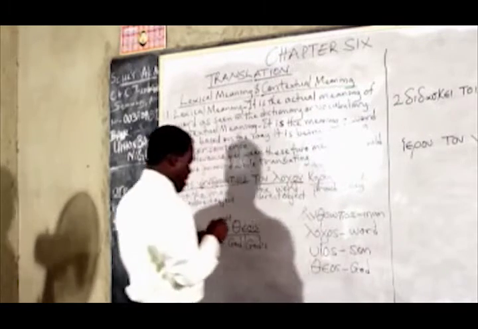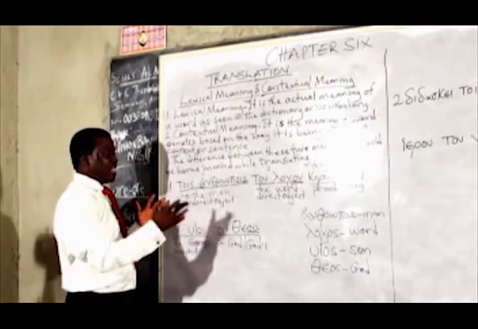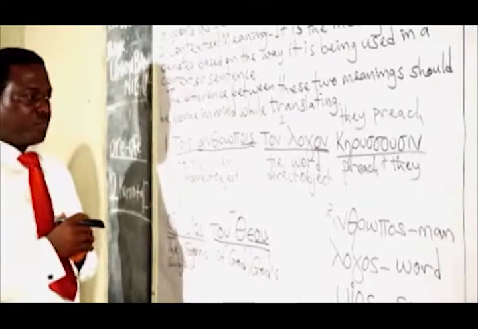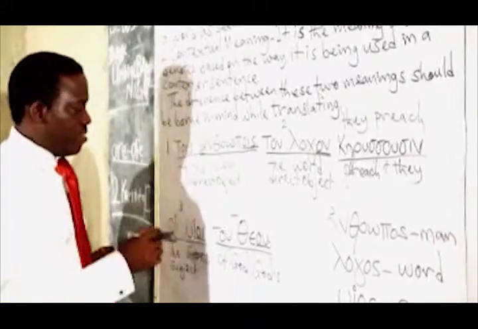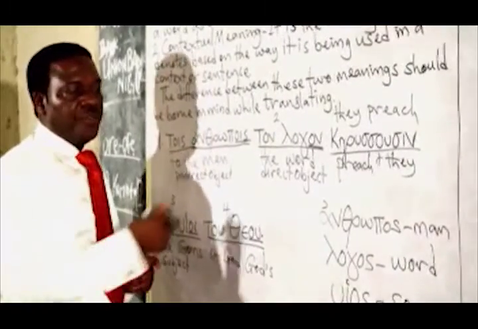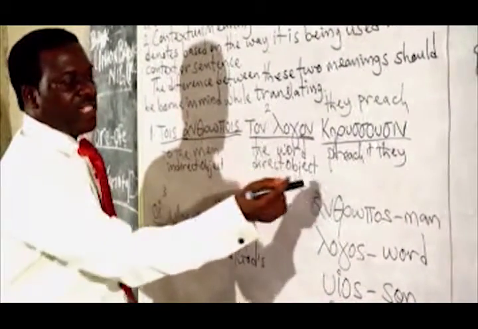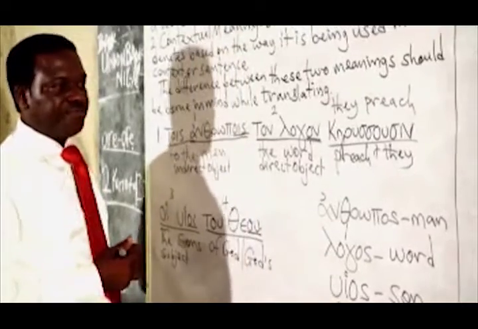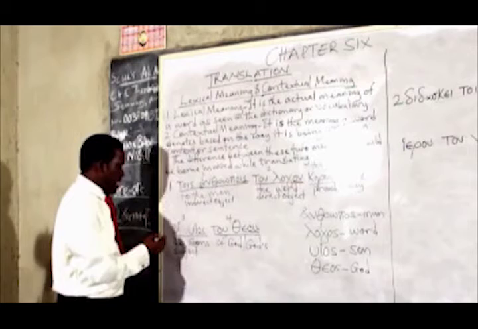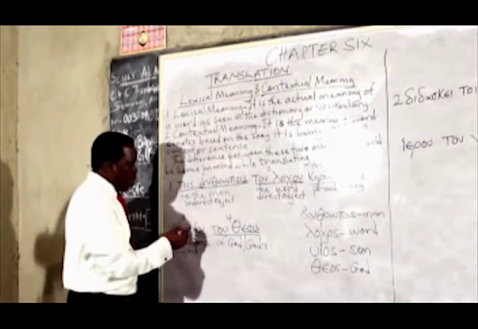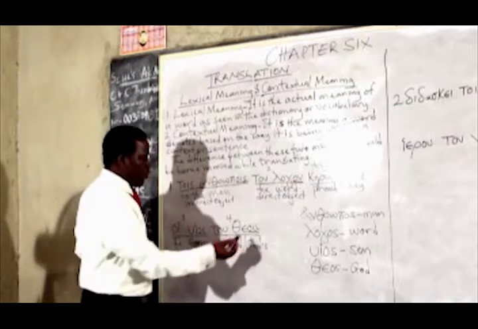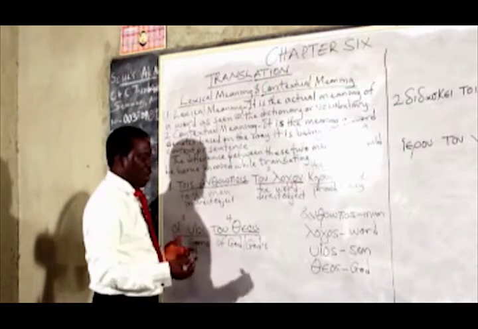Now, if you look at the board, we've translated the words one by one. Tous logous means the word, and the ending is direct object in English. That is opposite. Kerusousin means they preach. Then we have hoi huioi, which means the sons, and the subjects. Then tou theou means of God or gods.